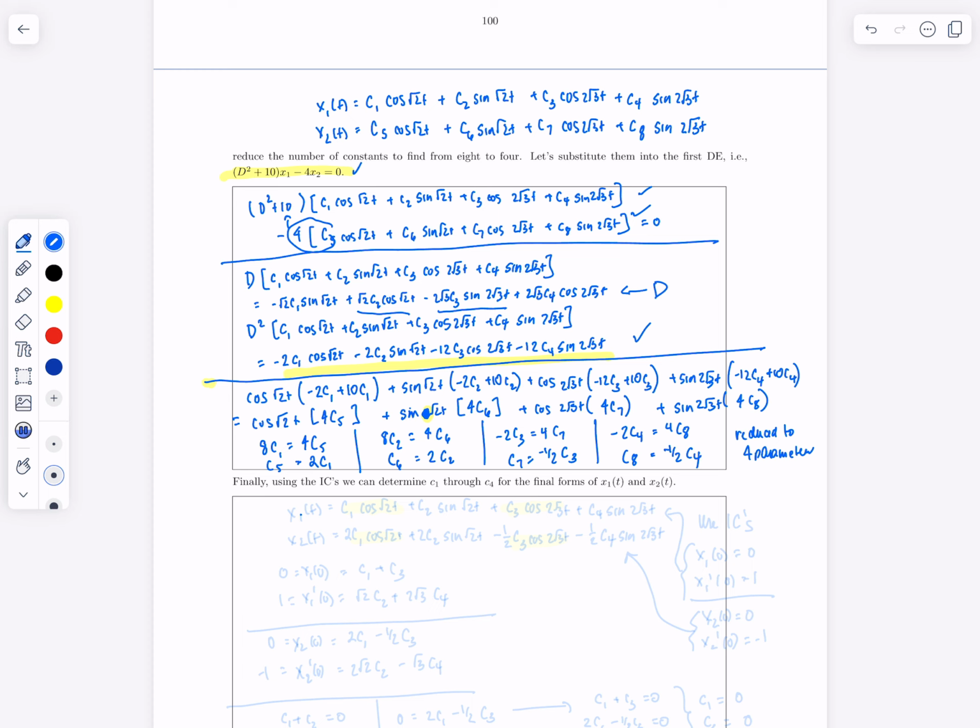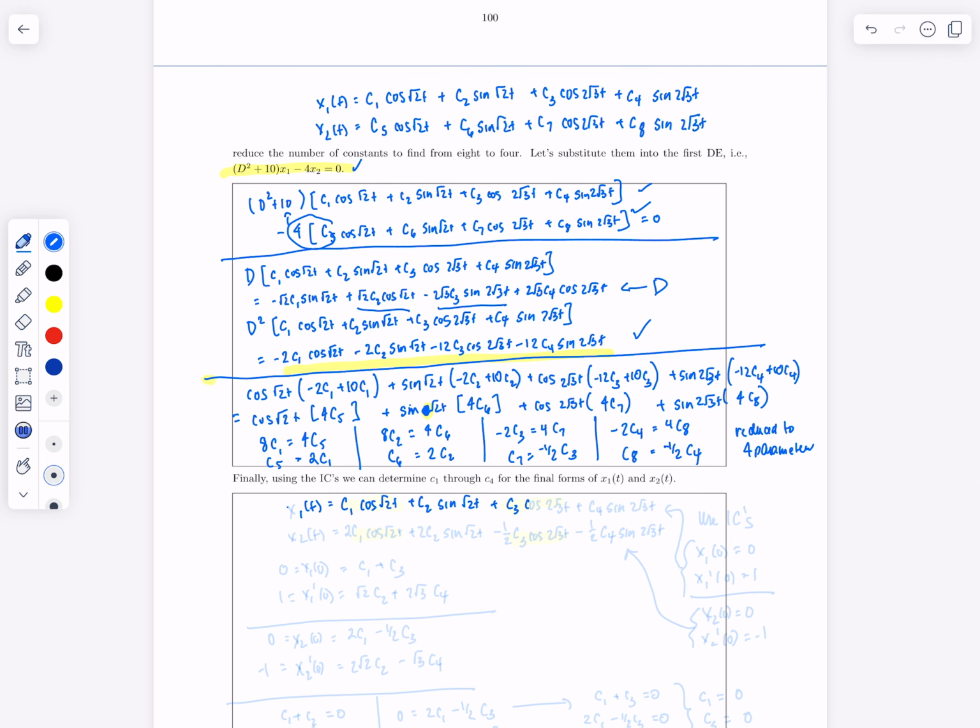We have the original x1 of t: c1 cosine square root of 2t plus c2 sine square root of 2t plus c3 cosine 2 on the square root of 3t plus c4 sine 2 on the square root of 3t.